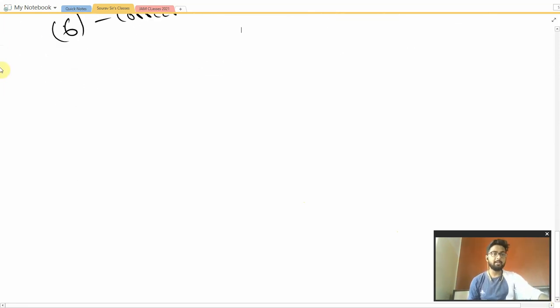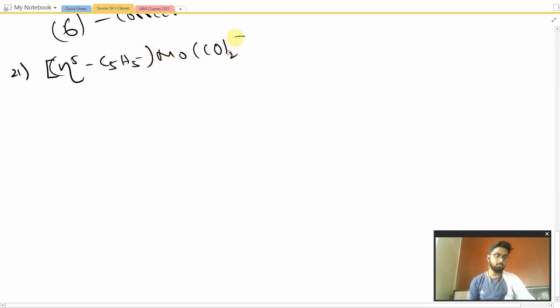That is question number 21. Question 21 says the Mo-Mo bond order in the complex that is given. So let me write down the complex. It is (η5-C5H5)Mo(CO)2, whole 2, which obeys the 18 electron rule. So this compound obeys the 18 electron rule, and we need to find out the number of bonds between the two Mo atoms.